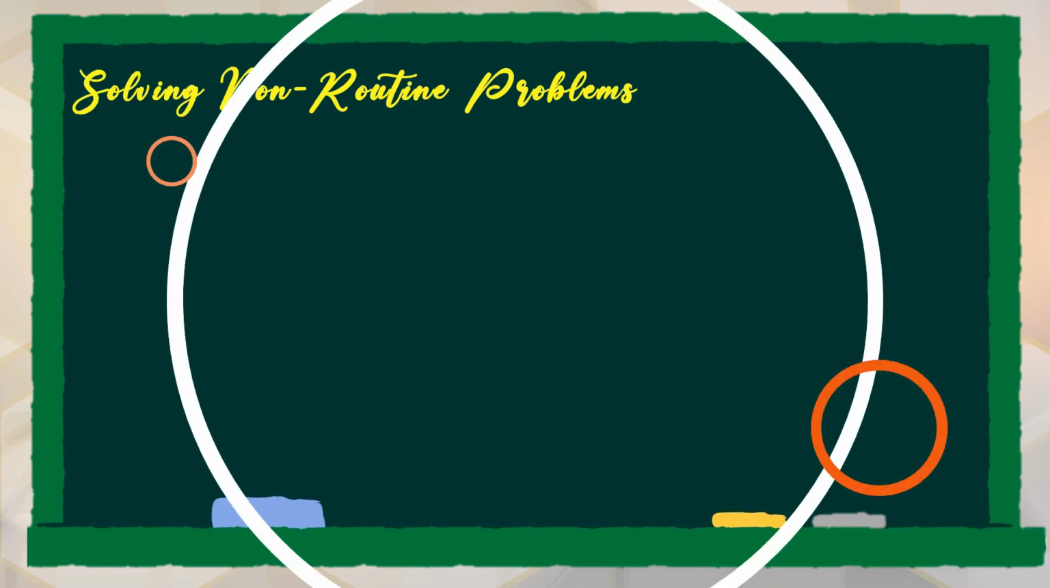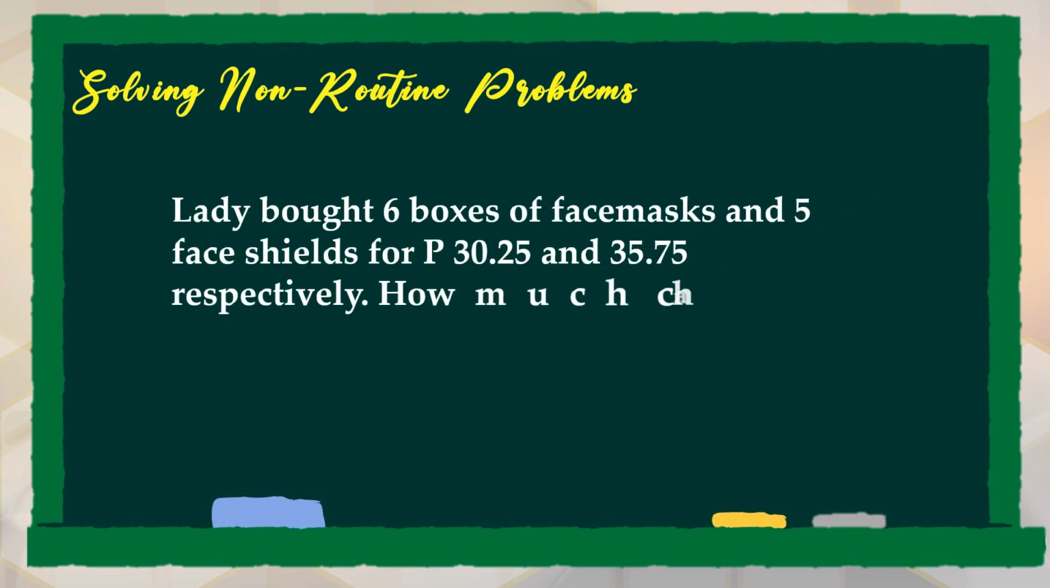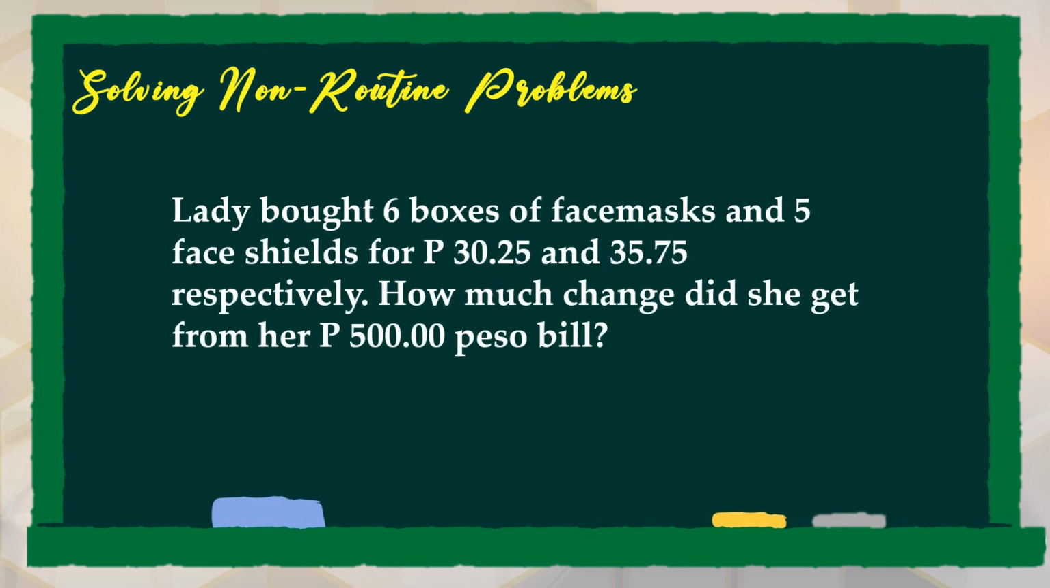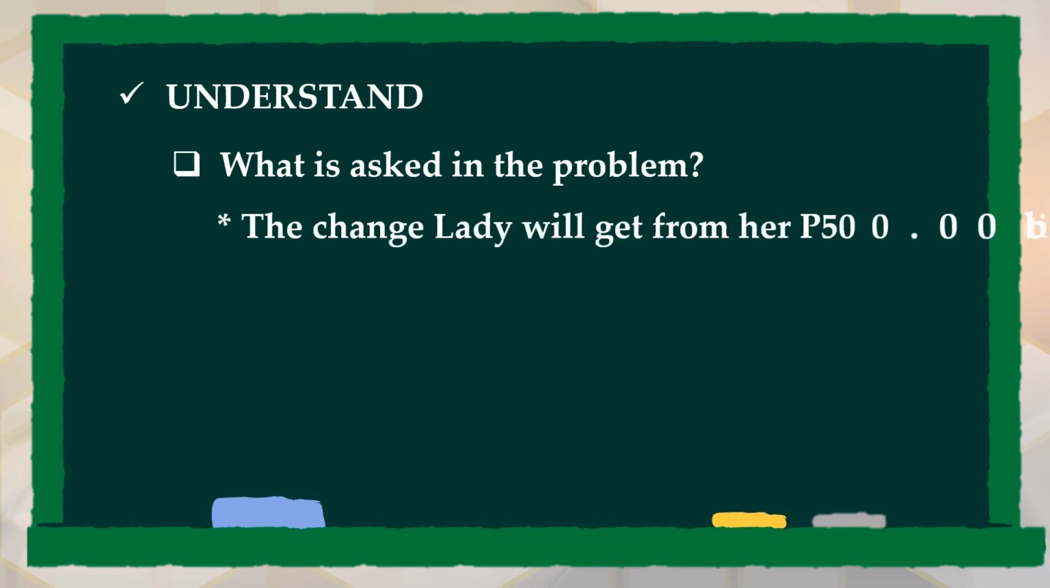Here's a problem showing a non-routine problem. Lady bought 6 boxes of face masks and 5 face shields for 30 pesos and 25 centavos and 35 pesos and 75 centavos respectively. How much change did she get from her 500 peso bill? To solve the problem, let us first understand it. What is being asked in the problem? In this problem, we are looking for the change lady will get from her 500 peso bill.